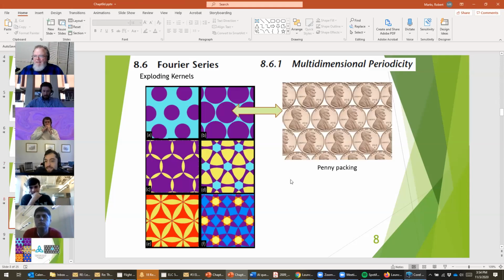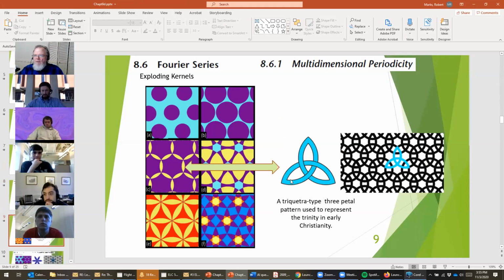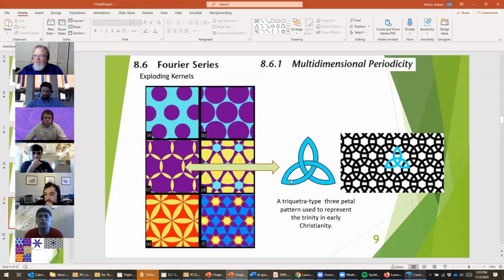First of all, we get the penny packing as we expand these spheres. Do you see the geometry of what's going on here? We're just taking the spheres and we're expanding them, keeping the centers of the spheres on this hexagonal array. So we get this penny packing. If we continue to increase the diameter of the circles, we get something which is called the triquetra. And it's a 3-petal pattern that is used to represent the Trinity in early Christianity. Do you see how this emerges, interestingly, as we expand the circles?